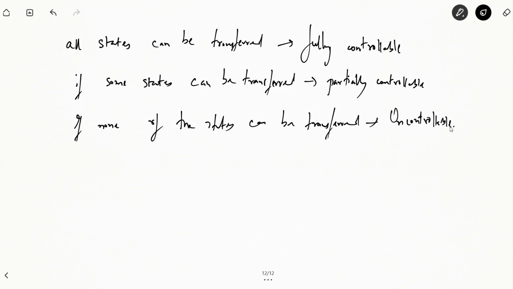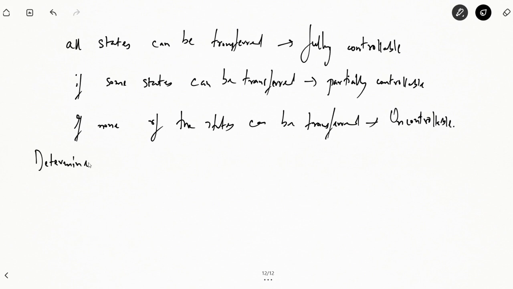Rather than just saying controllable and uncontrollable, we can also say that if some of the states can be transferred while some other states cannot be transferred from their initial values to their desired final values, then the system is said to be partially controllable. If all the states can be transferred, the system is said to be fully controllable. And if none of the states can be transferred, the system is said to be uncontrollable. If you cannot control any of the states, it's an uncontrollable system. If you are able to control all the states, it's a controllable system. So this is about the definition of controllability. Now, how can we determine controllability?